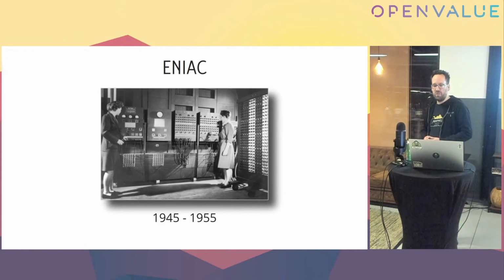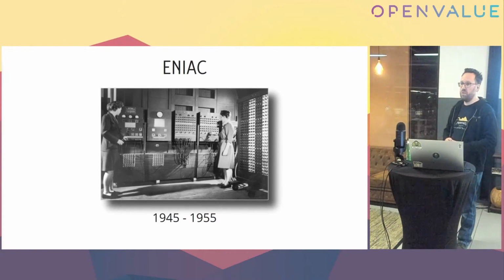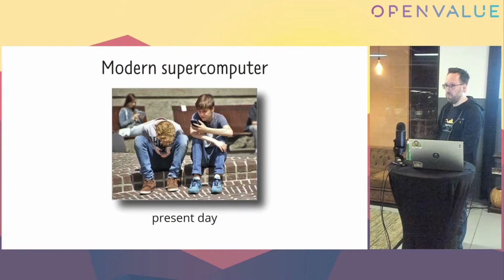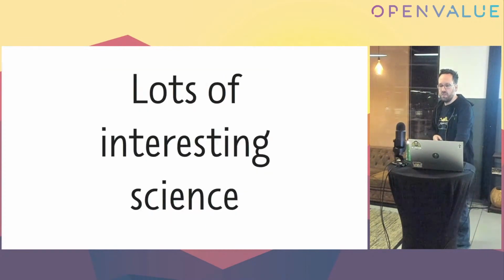It was about 170 square meters in surface. So nowadays we make them a little bit smaller. That's a bit about the history of computer science. So let's go on to the actual science.